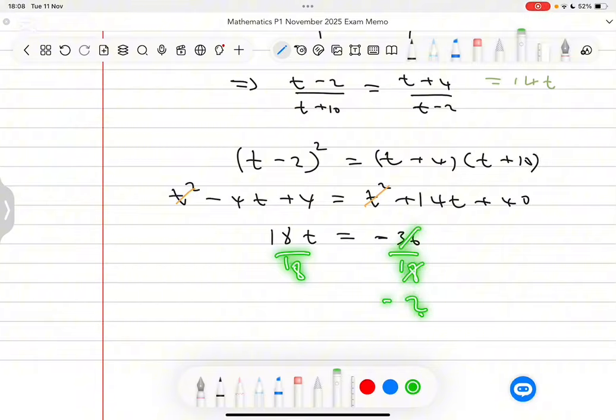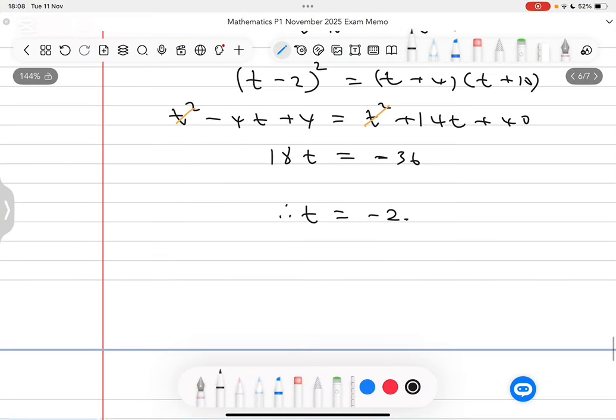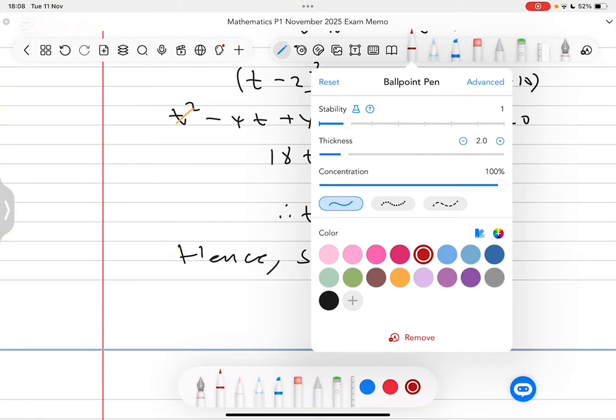18 really goes 2 times into 36, and this side cancels. I'm only left with a t. So our t is equal to negative 2. And really, this is what the question was asking us to show. Therefore, we can say, hence shown. We were able to prove that.